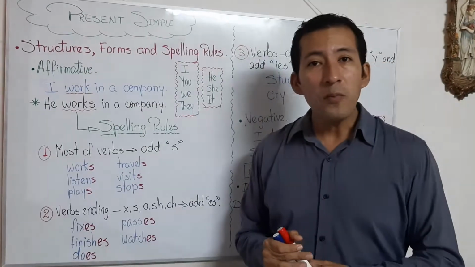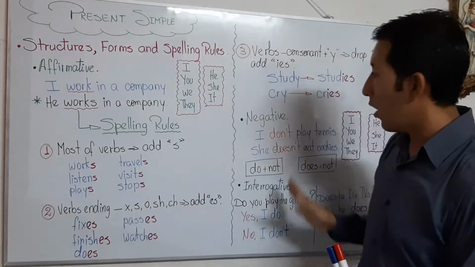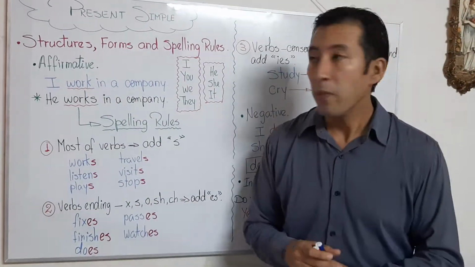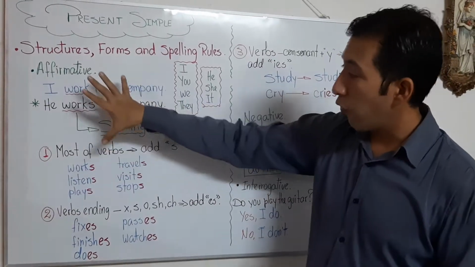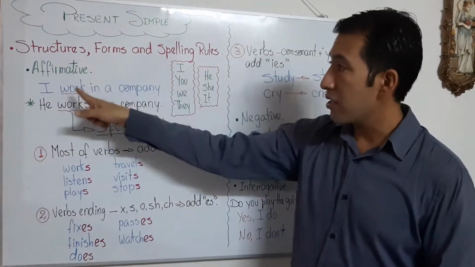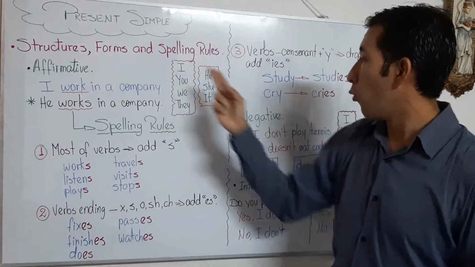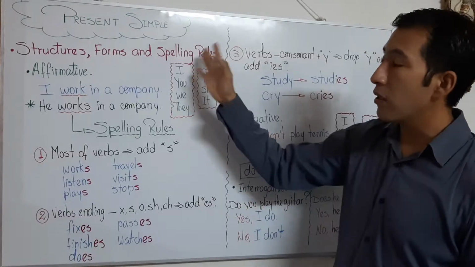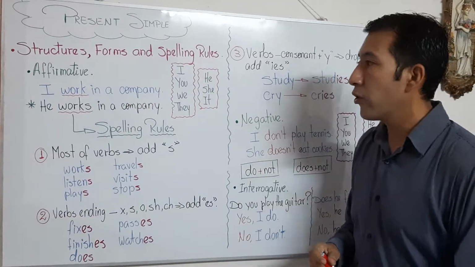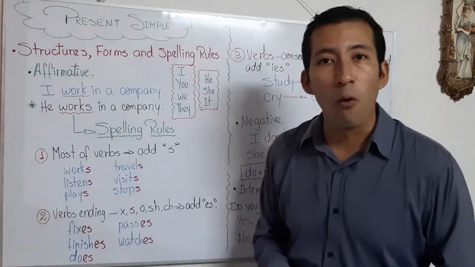Well, in my previous video, I said that we're going to see this part about present simple, about the structure. I will focus more on the structure and the spelling rules of the affirmative, the third person singular forms, like negative and interrogative, and obviously the spelling rules. Okay, so let's start, talking about the affirmative form.